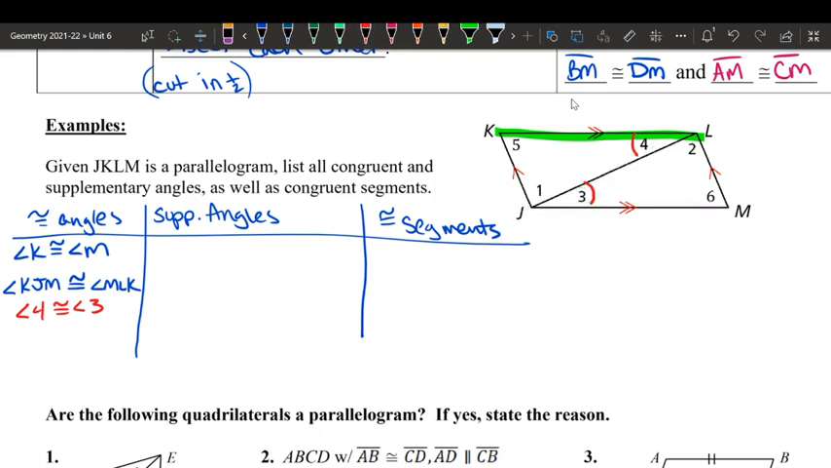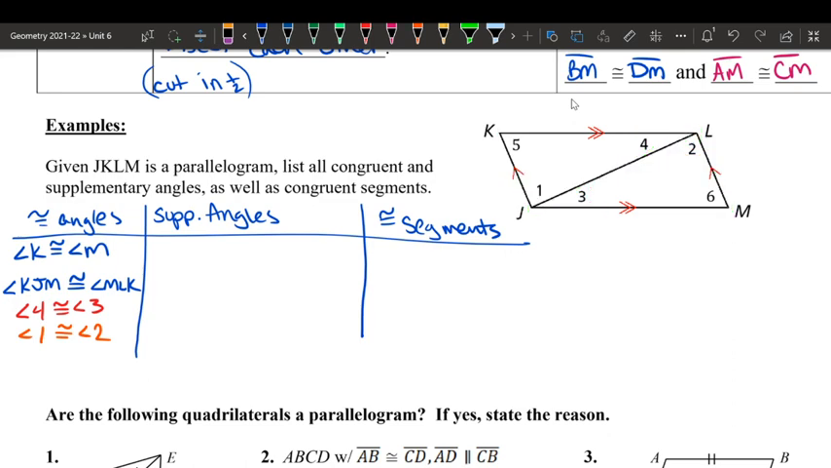But I could also, I have another set of parallel lines. If I use the other set of parallel lines, then I get a different set of Z angles. So now I get angle 1 is congruent to angle 2. The other set is also congruent because of the other set of parallel lines. So angle 1 is also congruent to angle 2. Alright, so that covers the congruent angles.